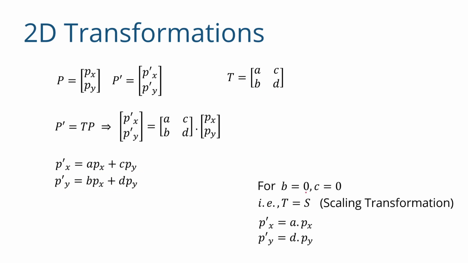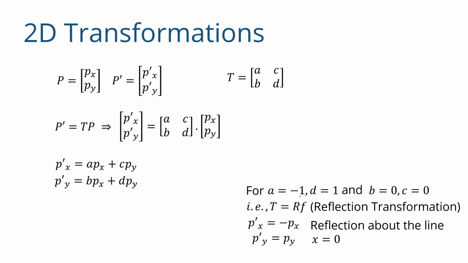If, however, I make B and C 0, then we get the scaling transformation. This is something that we have already seen. If I make A minus 1, D 1, and B 0 and C 0, then Px just changes to minus Px on multiplying with this matrix, and Py stays the same. So this is like you have the coordinate axes, and suppose, let me make a shape here. We have a shape that looks like this.